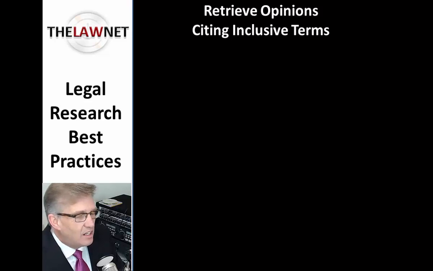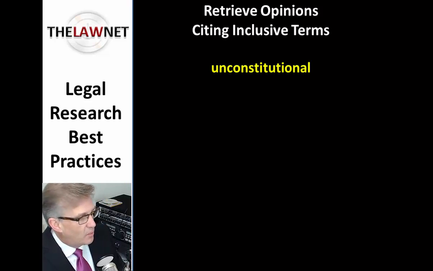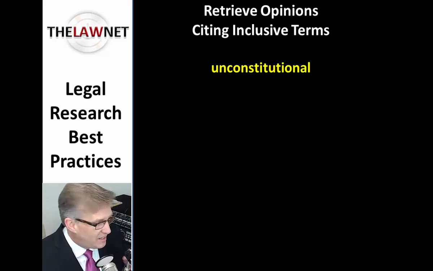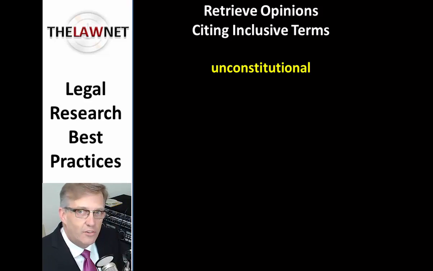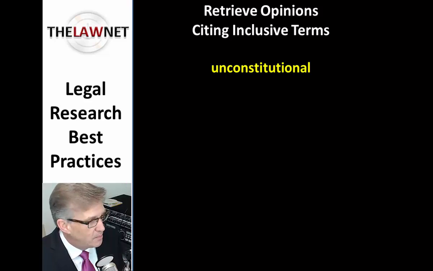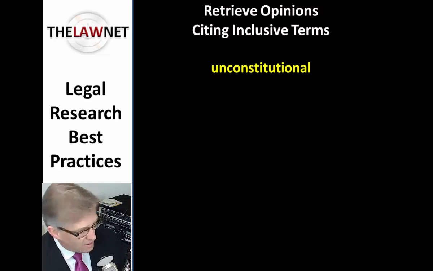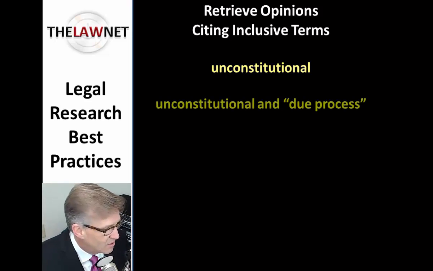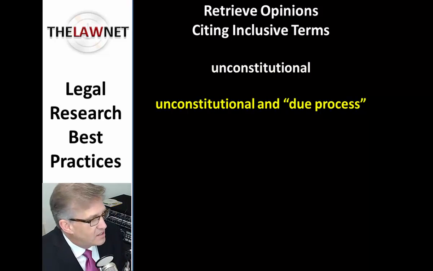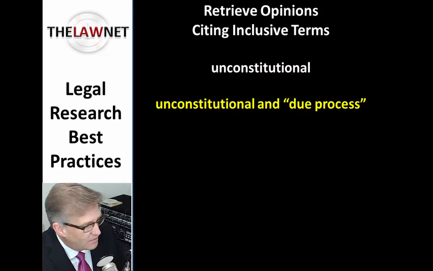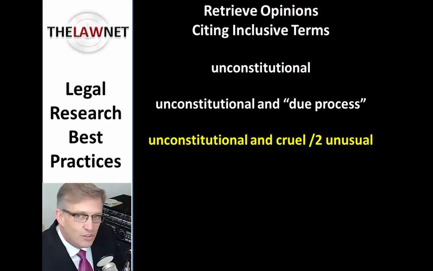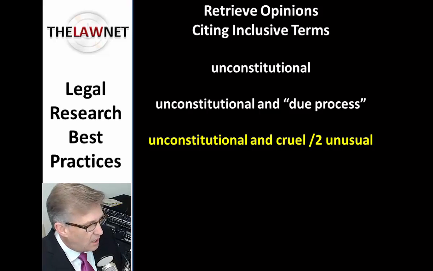Retrieve opinions citing inclusive terms. If I want to find every case in our database, or any database, that includes at least one reference to the term unconstitutional anywhere in the opinion, I just enter it, click search, and search the whole country, and there I have a list of a gazillion cases. If I want to see opinions that contain a reference to the word unconstitutional and the phrase due process, that's how I fashion that. You can use an ampersand, but I like typing the word and out because it's visually easier for me to understand the query when I'm structuring it.